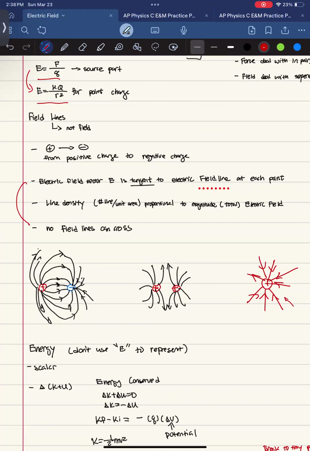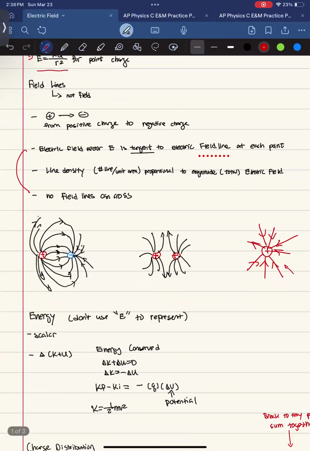These two points correlate because if the electric field vector E is tangent to the electric field lines, then since the electric field vectors should not cross, the electric field lines can never cross because of the tangent electric field vectors.